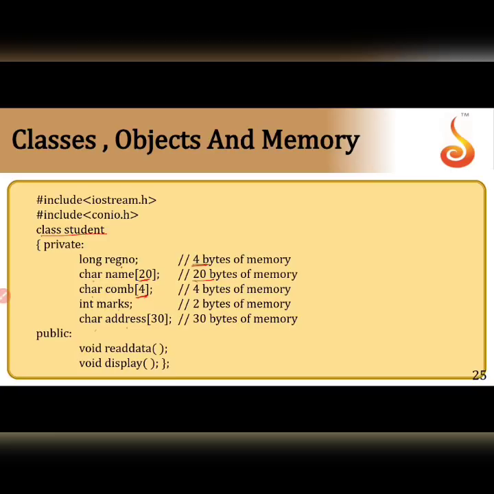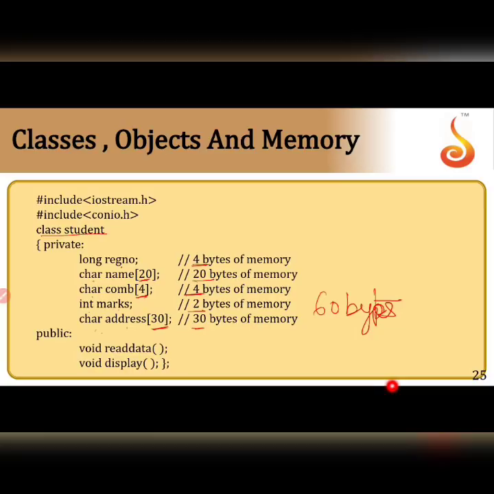Character combination, again 4 bytes, because each character is 1 byte, and int marks is 2 bytes, and char address is 30 bytes. So add these together, it is 60 bytes. Together it is 60 bytes.